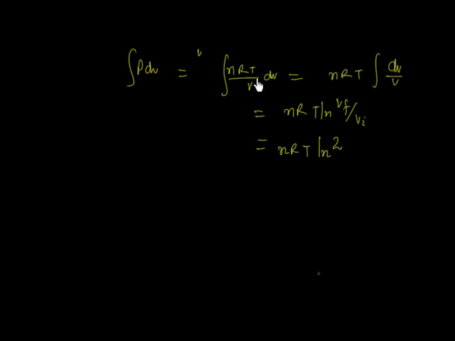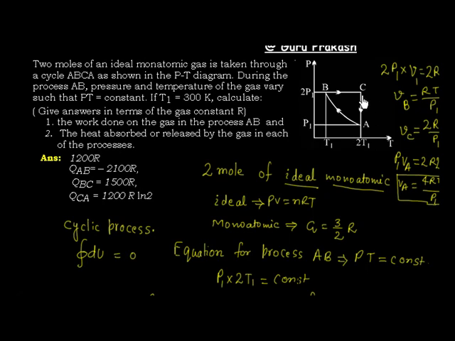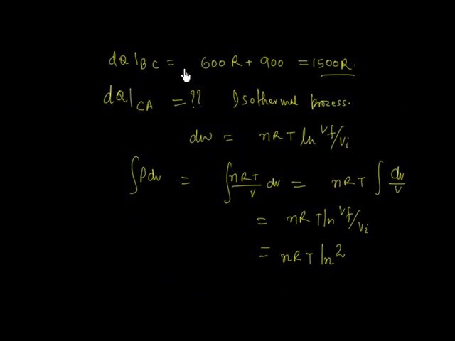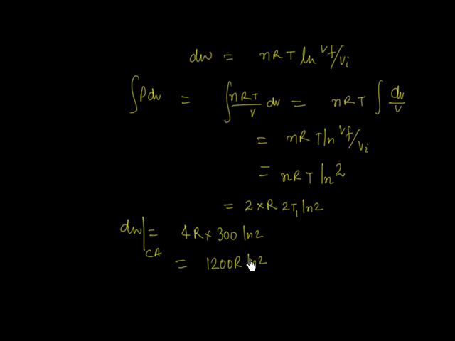Now see, what is the temperature in this process? For this process, temperature is constant. What is the value of this constant? The constant is 2T1. So let us plug in this value, 2T1. Here n, the number of moles, is 2, R is the gas constant R, and T is 2T1, times ln 2. So what is the total work done? The total work done in process CA is 4R T1 ln 2, and T1 is 300, so we have 1200 R ln 2. So this is the work done in process CA.